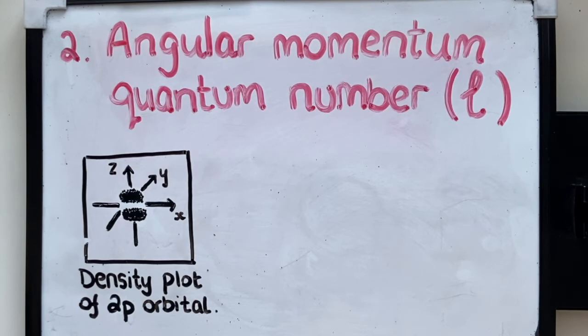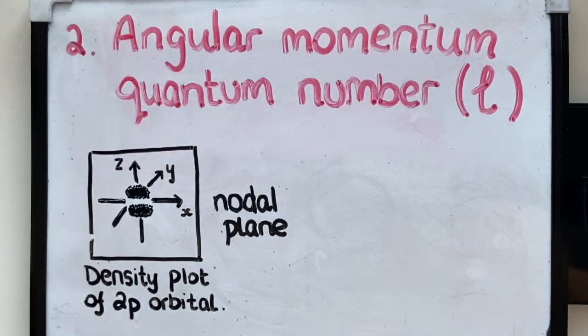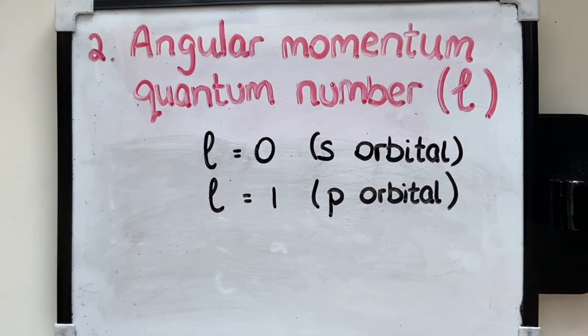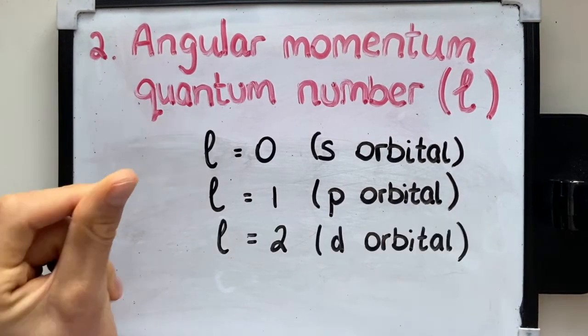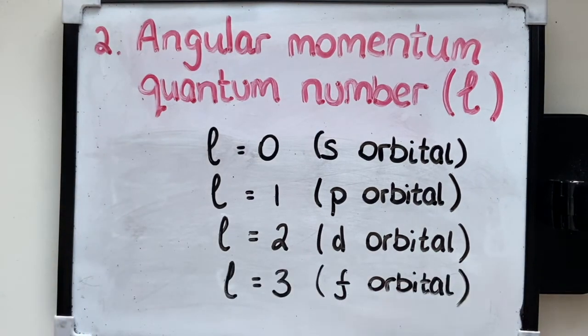L equals 1 relates to p orbitals, which have 2 lobes of electron density and are often referred to as dumbbell shapes. The area between the 2 lobes is known as the nodal plane. There is no electron density in this region. On paper, we represent p orbitals like this. Of course, there are higher angular momentum quantum numbers. L equals 2 relates to d orbitals, L equals 3 relates to f orbitals, and so on. But s and p orbitals are the main focus of this course.